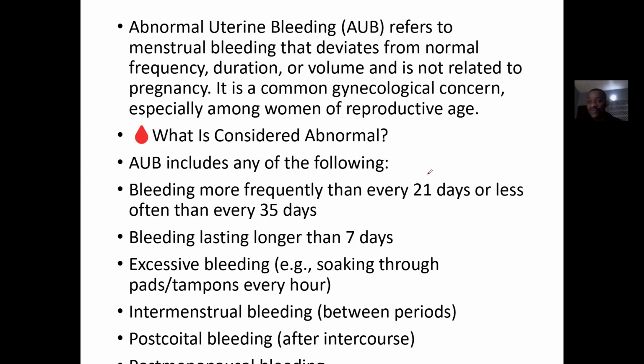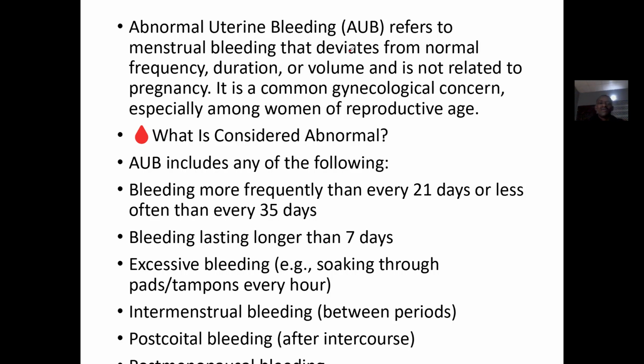So there are several ways of defining it. It just refers to menstrual bleeding that deviates from the normal frequency, duration or volume, and is not related to pregnancy. Do you understand? It includes any of the following: bleeding more frequently than every 21 days, or less frequently than every 35 days.